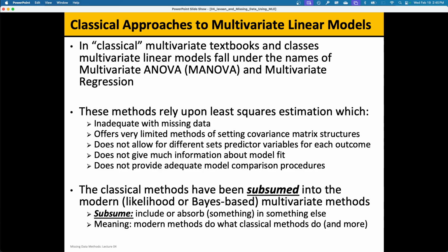But the SEM folks go beyond that too. So in classical multivariate textbooks, we often have a chapter about multivariate ANOVA and multivariate regression. And when these methods were first developed, they used least squares. That was our method of estimation up until maximum likelihood theory and computers really came in. Least squares estimation, as you know, does listwise deletion, so it's not good with missing data. It also had very limited methods of setting what the estimates for the covariance matrix happen to be.